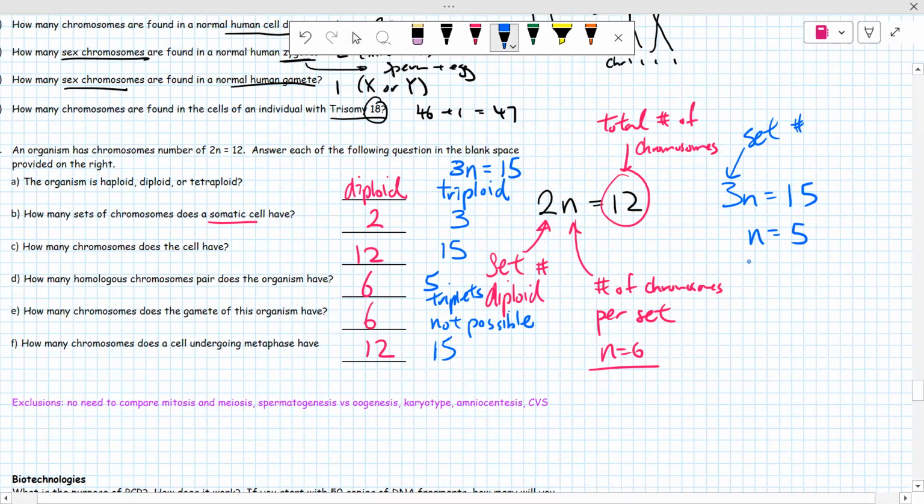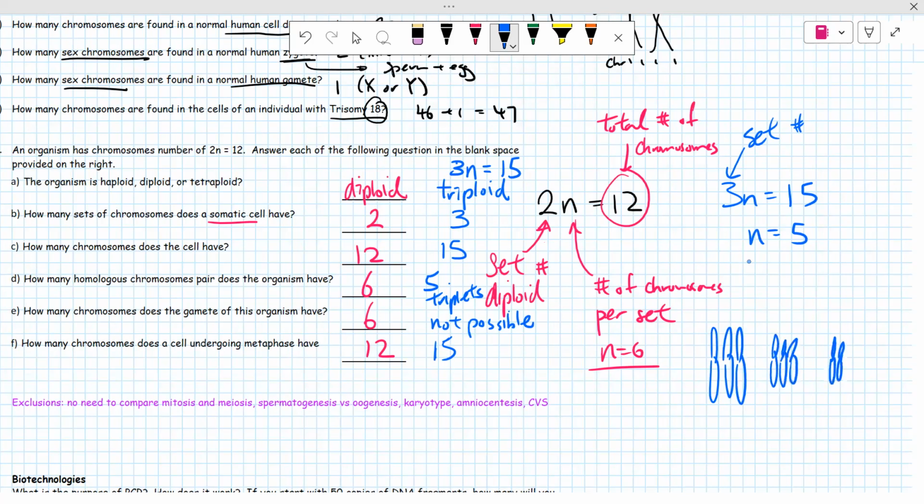A set is like, can I draw it? Okay, sure. 1, 1, 1, that's chromosome 1. 2, 2, 2, chromosome 2. 3, 3, 3. 4, 4, 4. 5, 5, 5, like that. Okay, great.